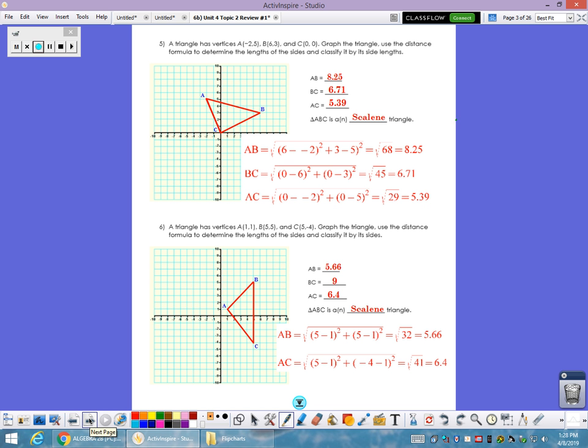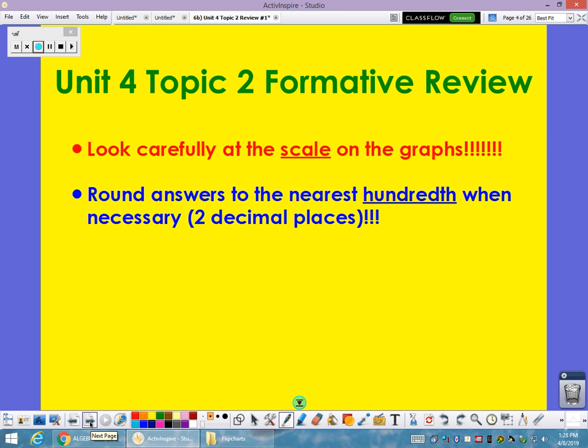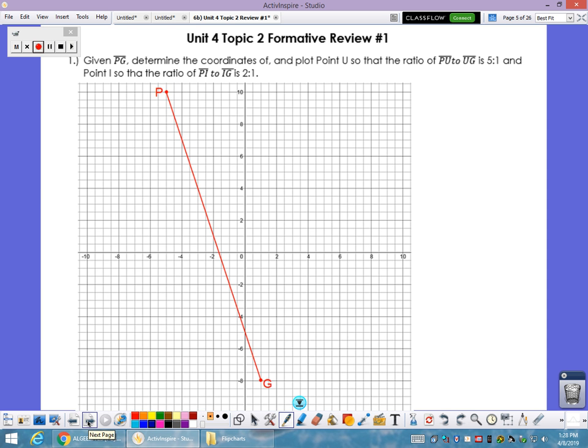Great. So notice on every single triangle that we're classifying, we need to find all 3 side lengths, and we need to check their slopes to see if there's a right triangle or not. All right. So a couple notes. Make sure you're looking carefully at the scale of the graphs and round your answer to the nearest hundredth when necessary. Okay. So this is like from day 1, right? You guys got some good feedback on the quiz. Many of you did really well on this.